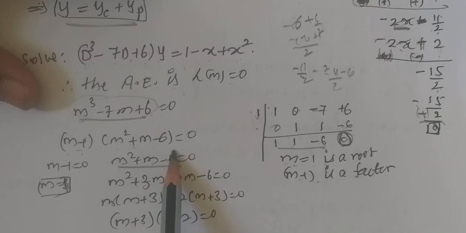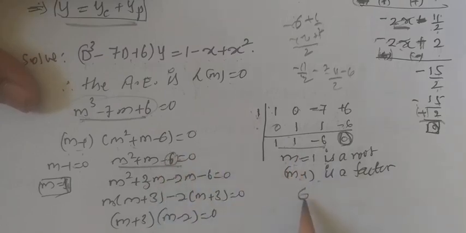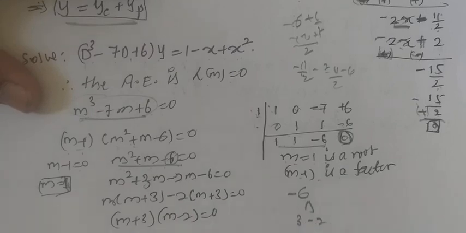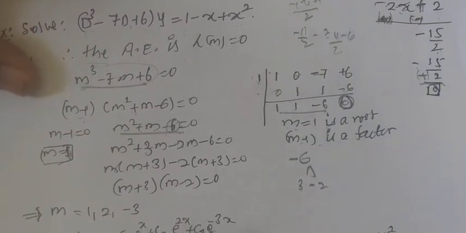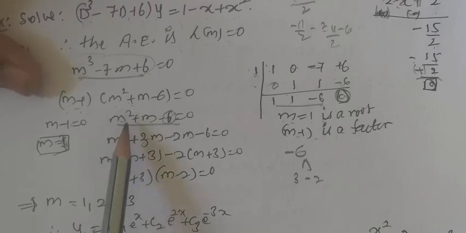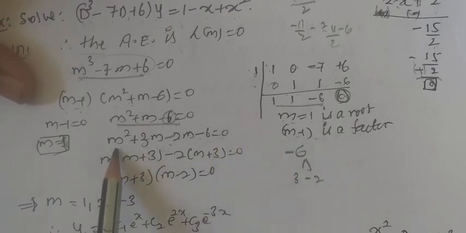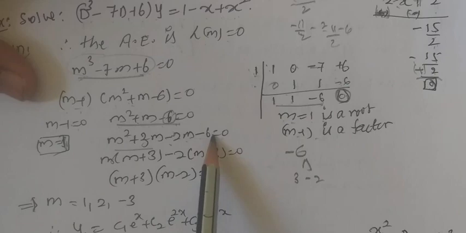Since it is a quadratic, you need to concentrate on the number minus 6 and the coefficient of m, that is 1. If you multiply you must get minus 6, if you add you must get plus 1. So plus 3 and minus 2 are the two numbers. I'll rewrite this as m square plus 3m minus 2m minus 6 is equal to 0. From the first two terms taking m common, you are left with m plus 3. From the last two terms taking minus 2 common, you are left with m plus 3.